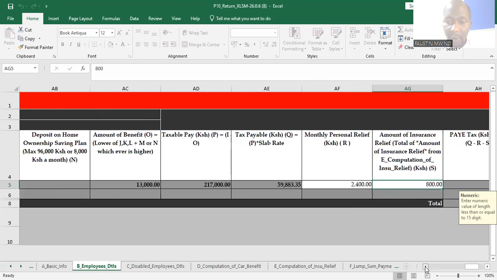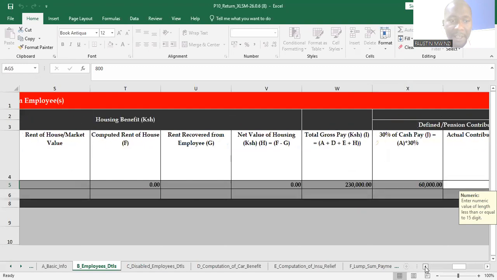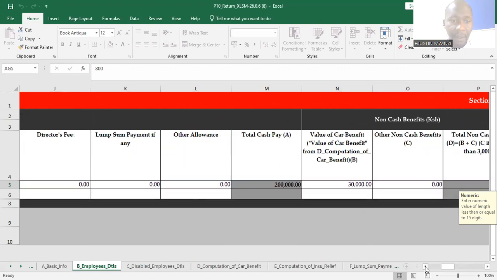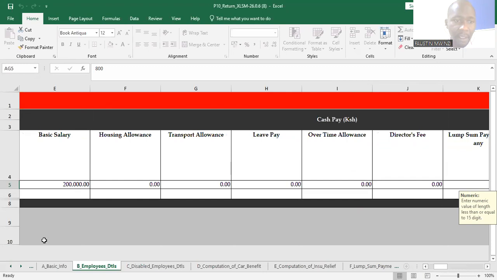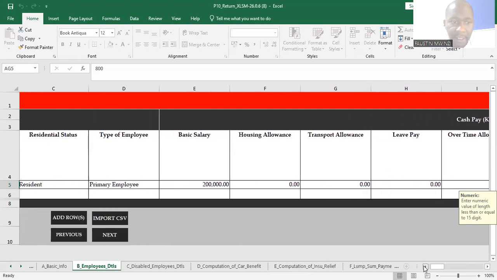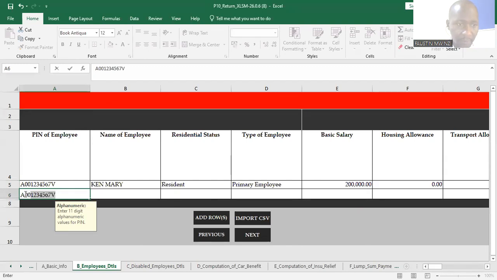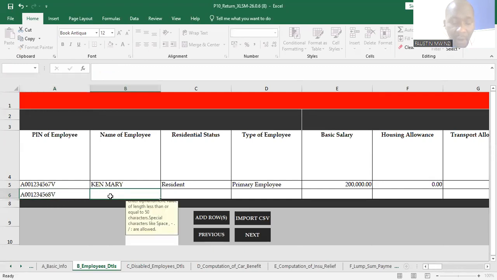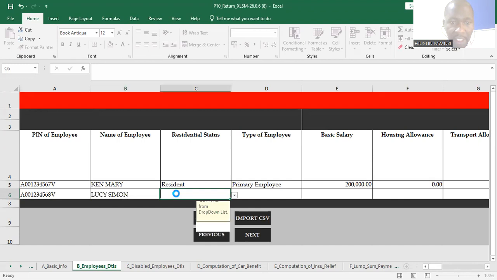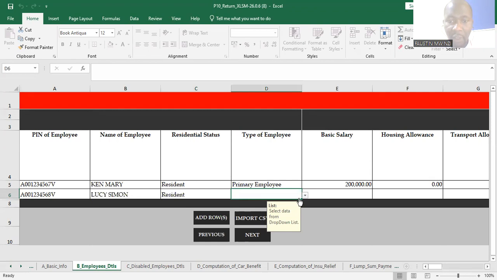Then we keep scrolling so that I show you something different here. Keep scrolling. I move to my second employee. I write the number A001234568V, so that I have a different PIN. And I call this one Lucy Simon. Is she resident? Yes, she's resident. There's a difference if you are going to say she's non-resident.